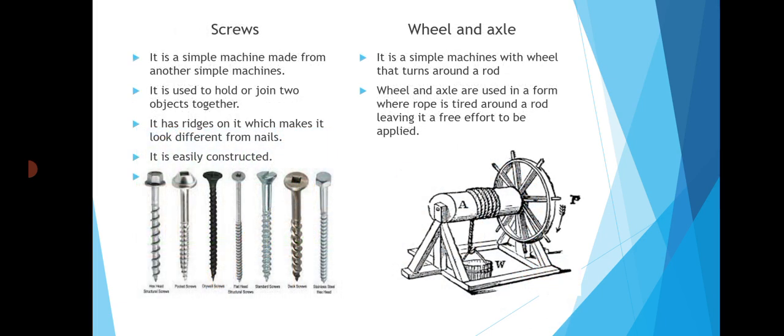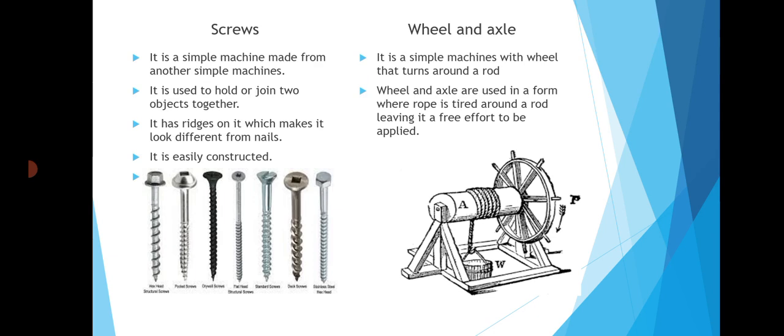The next group is what we call the screws, wheel and axle. So let's take the screws first. It's a simple machine made from another simple machine. It is used to hold or join two objects together. It has ridges on it which makes it look different from nails. So when you see this somewhere, don't tell me they are nails. No. These nails and screws are different.